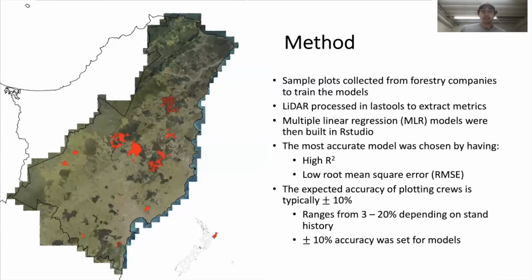So I started off by getting sample plots from 3 different forestry companies, and the location of those sample plots is shown there on the figure on the left. These sample plots were used to train the models.